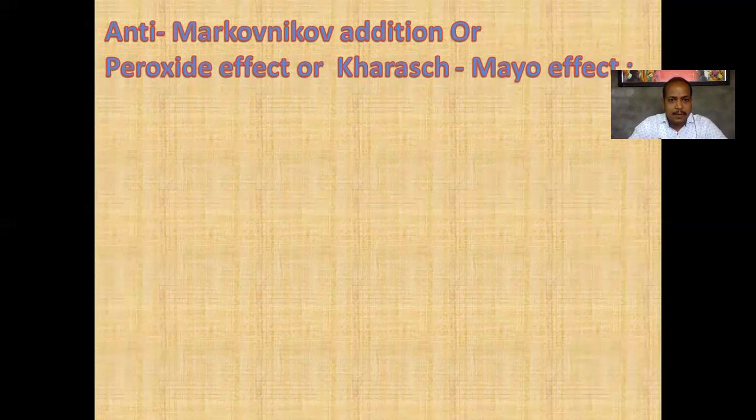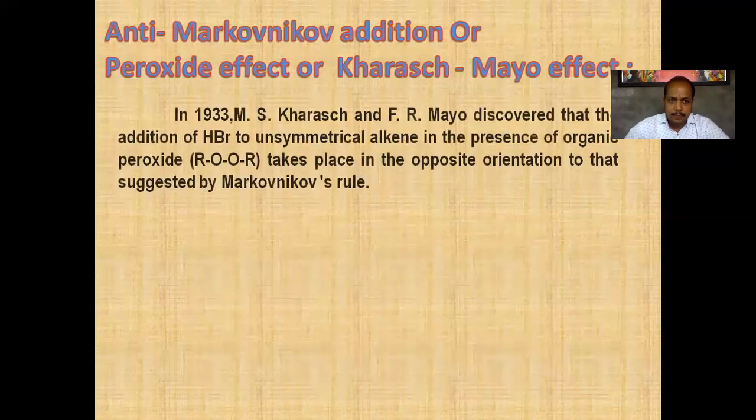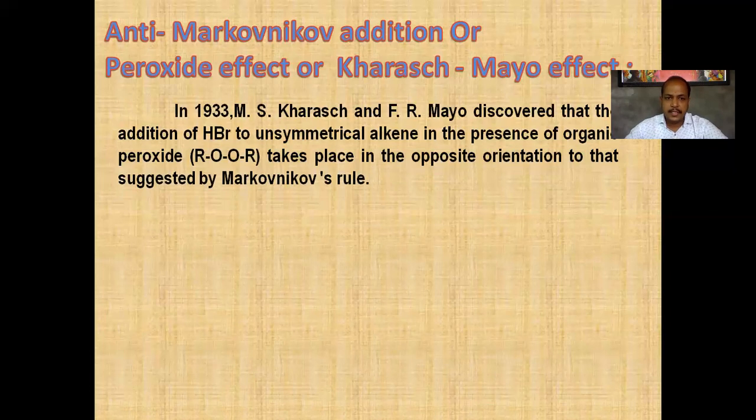I will repeat once again. What happens when HBr is treated with an unsymmetrical alkene in the presence of peroxide? Then the addition takes place across the carbon-carbon double bond opposite to that of Markovnikov's rule. This is known as anti-Markovnikov's addition, or peroxide effect, or Kharasch-Mayo effect. In 1933, the scientists M.S. Kharasch and F.R. Mayo discovered this reaction. Now we see.